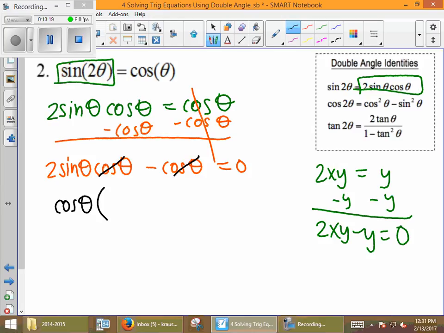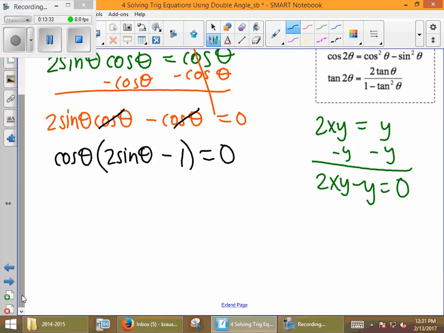So if I take out a cosine from both of those terms, the first one's just left with 2 sine theta. Do I need to put anything for the second part of it? Minus 1. Yeah. As you guys said that so quickly, because a lot of people, just be careful.